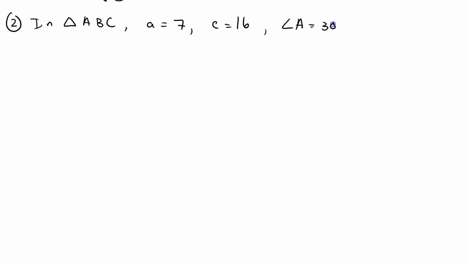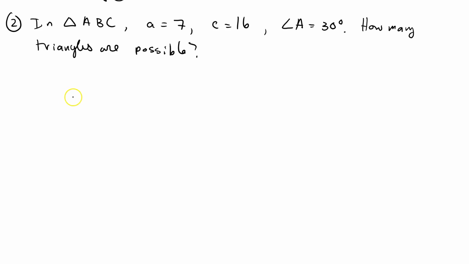Let's do example 2. In triangle ABC, a equals 7 units, c equals 16 units, and the measure of angle A is 30 degrees. How many triangles are possible?